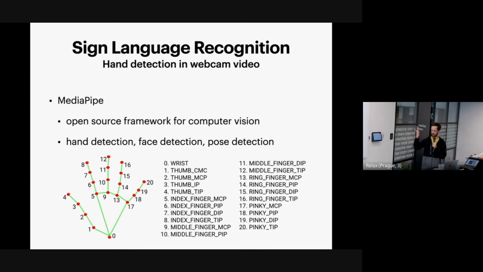Even a simple hand, like mine, I would say I have a pretty regular hand, has 21 points. We will call them at some point degrees of freedom, because all of them can move independently. All of them are shown there, because we are at PyData. We start from 0, of course, as the first index, so that's why it only goes up to 20, but there are 21 of them.